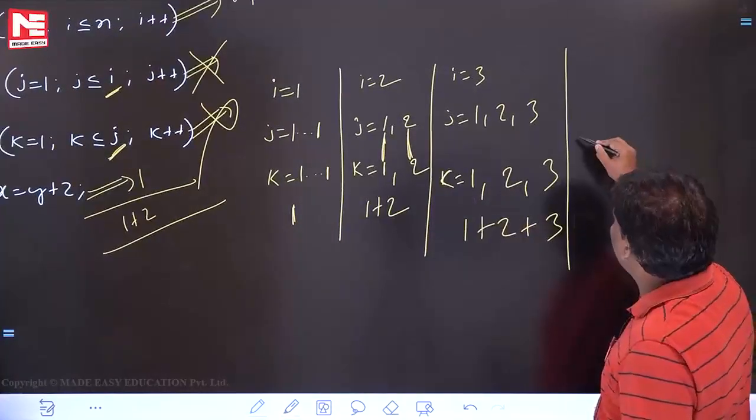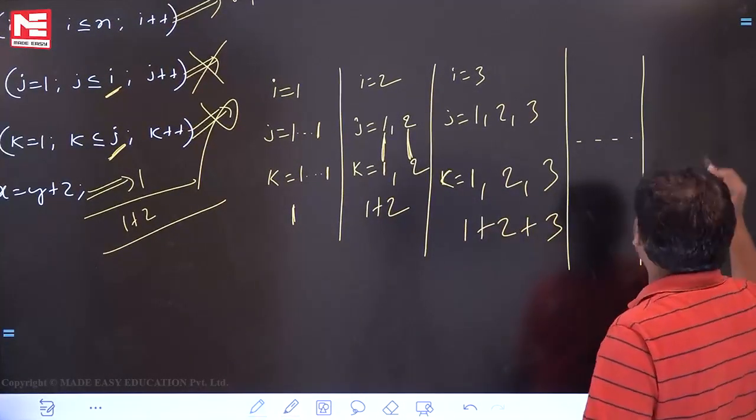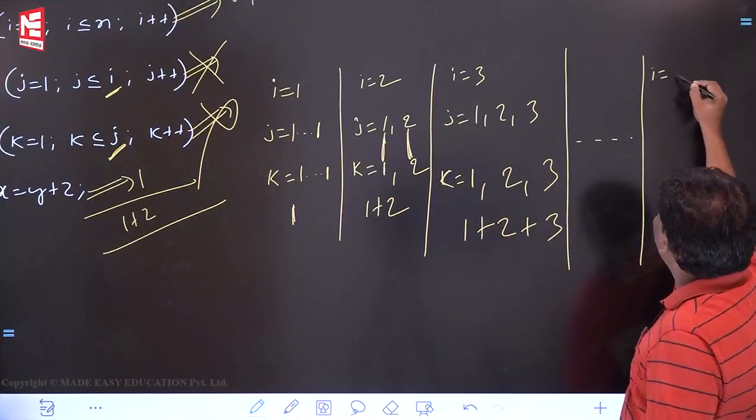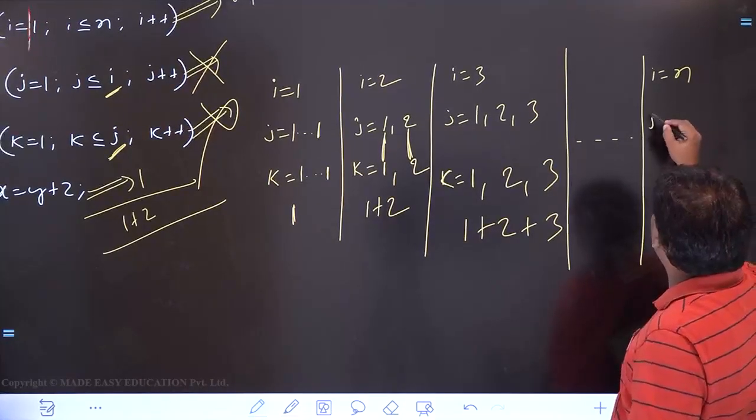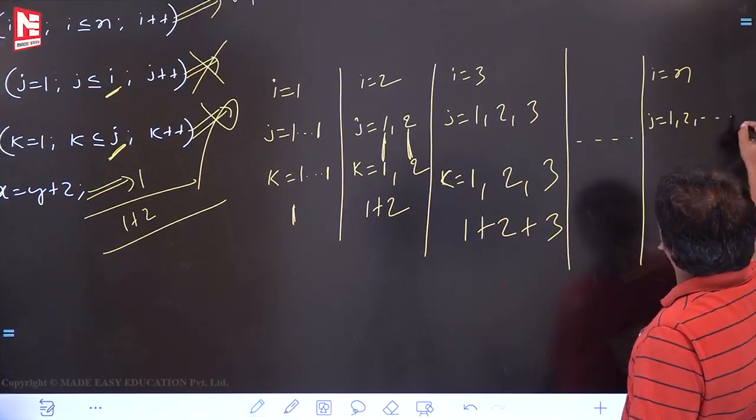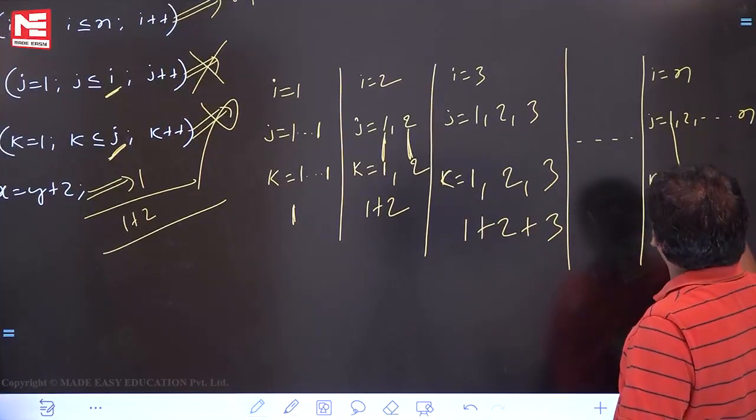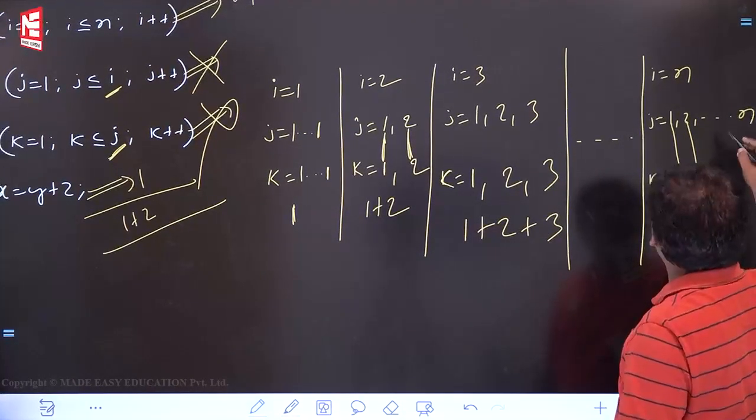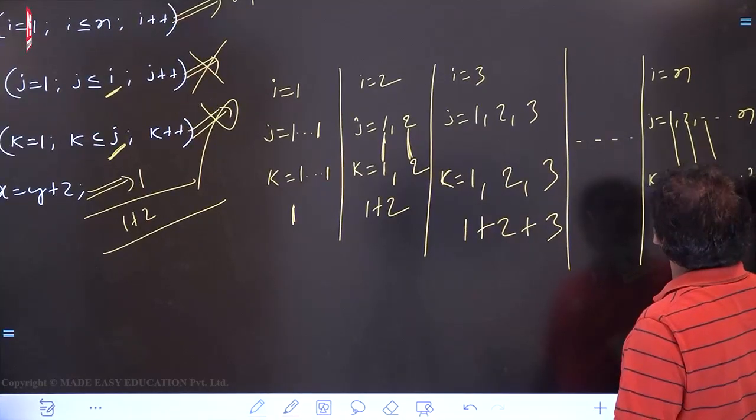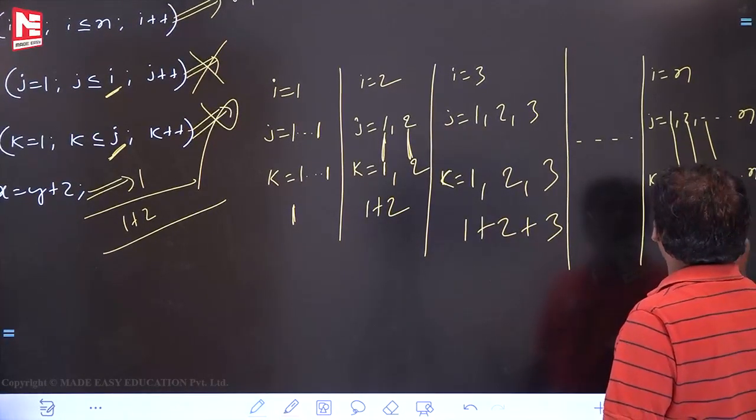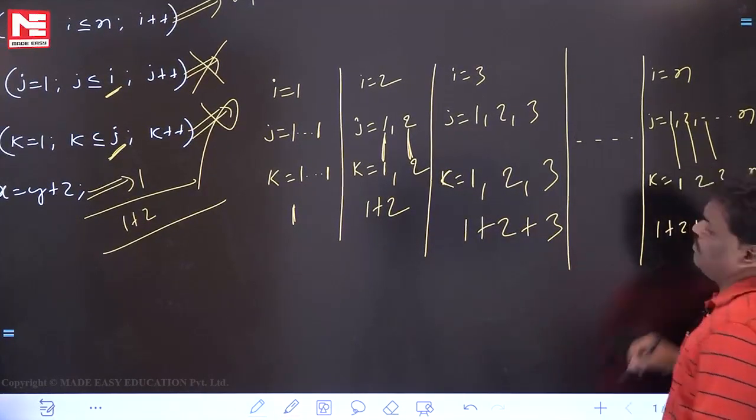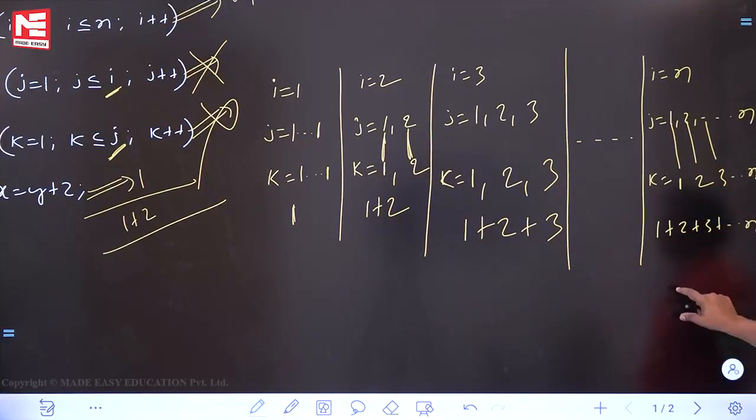Those people who are getting this idea, let me ask you one small question. Please help me, what is the answer? I is equal to n, assume. Then what is the answer? J is going to be 1, 2 and so on up to n. What about the K value? If it is 1, it is 1 time; if it is 2, it will execute 2 times; 3, it will execute 3 times, and so on, it will execute n times, totally 1 plus 2 plus 3 and so on up to n times. Check properly.